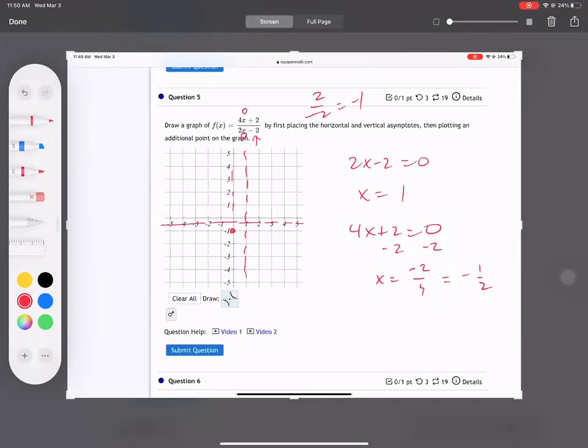That means we're going to be stuck in this corner here. On the right side, we can plug in 2. 2 times 4 is 8. 8 plus 2 over 2 times 2 is 4. 4 minus 2. That's 10 over 2, which is 5. So at 2, we're going to be at 5 up here. So we're looking at the graph that's going to be in this corner here.